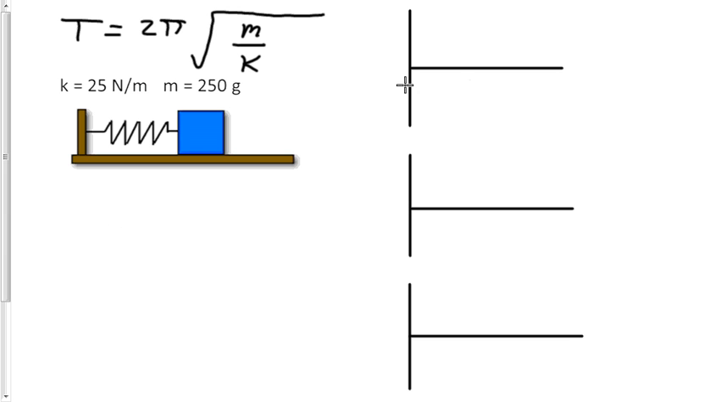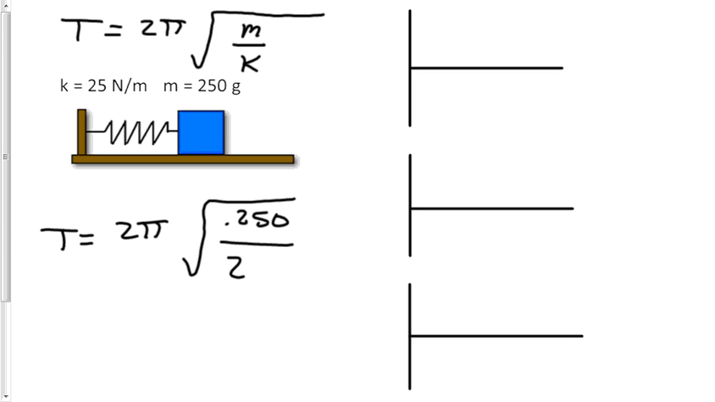And then we can map that time here. So let's go ahead and do that. The time is equal to 2 pi times the square root. We have 250 grams. That does need to be in kilograms. So 0.250 divided by 25. And that equals 0.63 seconds.